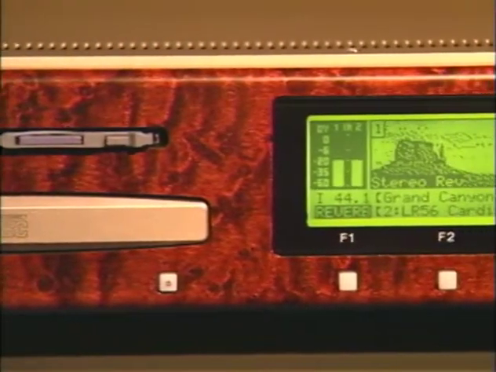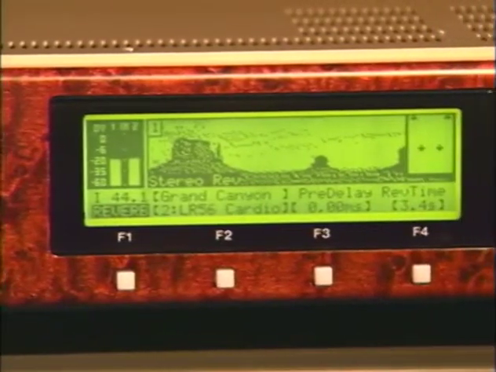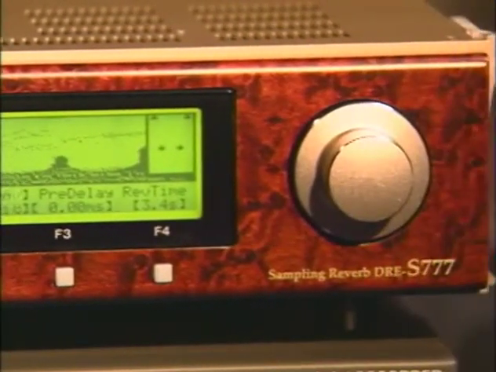What the S777 really is, it allows the engineer or producer to add real acoustics to a project. It's not to be confused with digital reverbs that we've all been using over the past 20 years. This is something totally different. This is real. It's as close to the real thing as we can get.